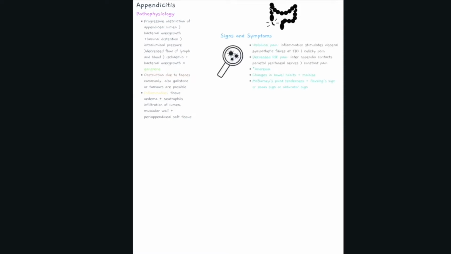So how does a patient with appendicitis present? Initially, inflammation stimulates visceral sympathetic fibers at T10, causing colicky pain in the umbilical region. Later, the appendix contracts and the parietal peritoneal nerve causes constant pain in the right iliac fossa. Anorexia is an essential symptom of appendicitis, and if not present, you should seriously be considering other differentials.